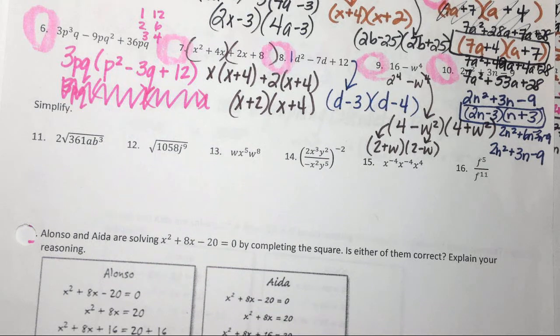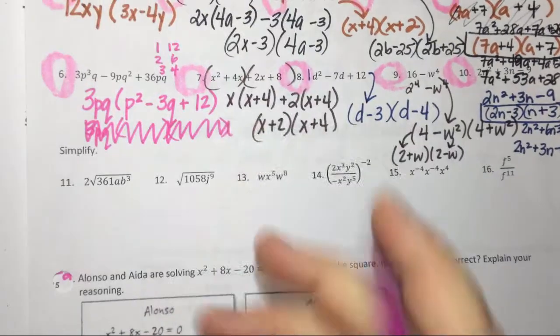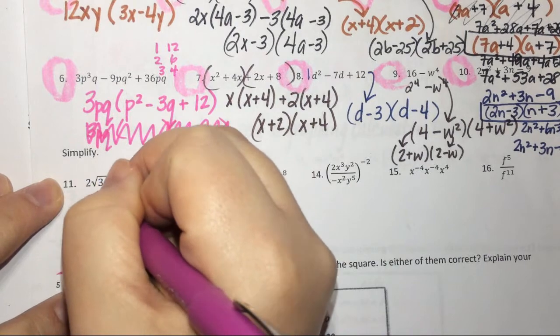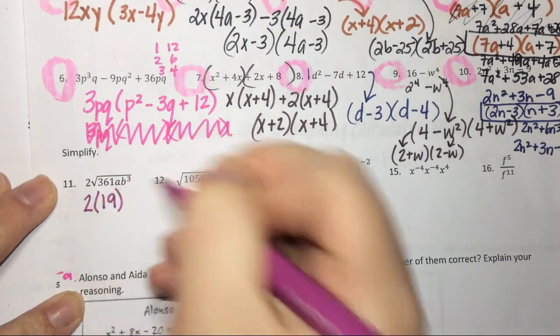Hey guys, I'm going to work 11 through 16 on your math workshop, and then we'll get to your notes. Okay, so number 11: 2 times the square root of 361 a b to the third. Sure would help if we knew the square root of 361 is 19. So it ends up being 2 times 19.